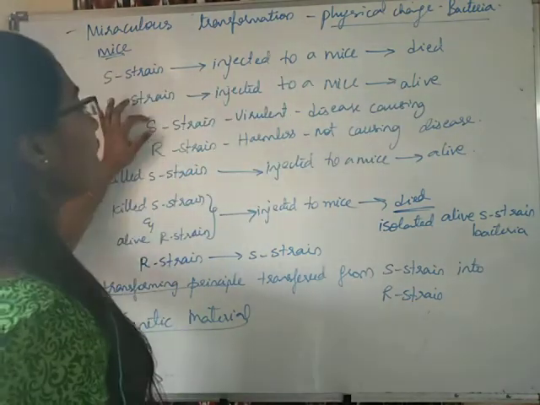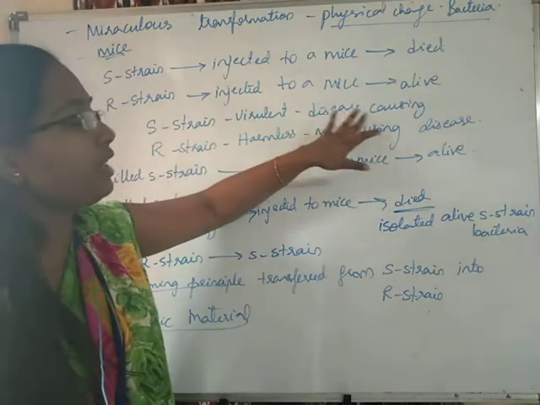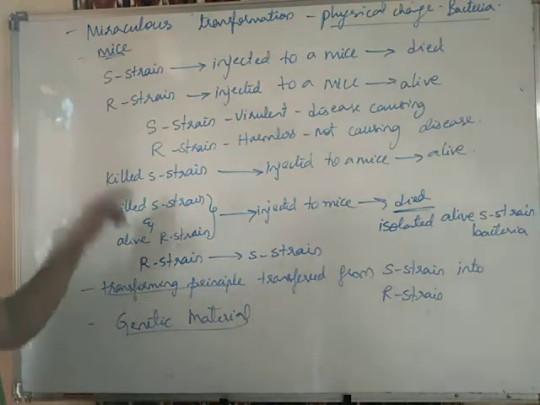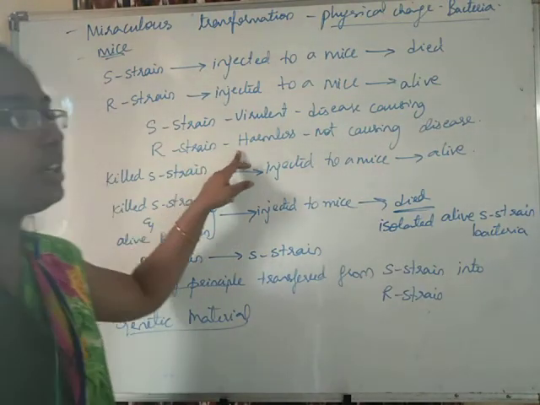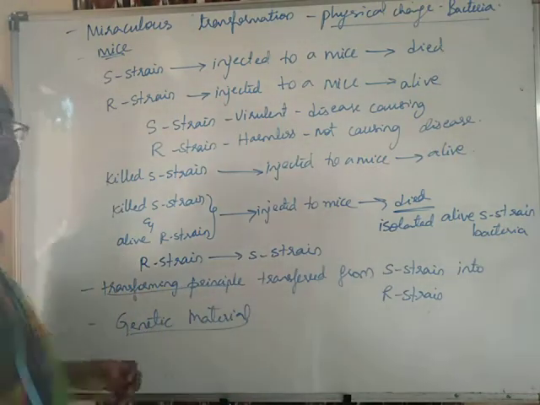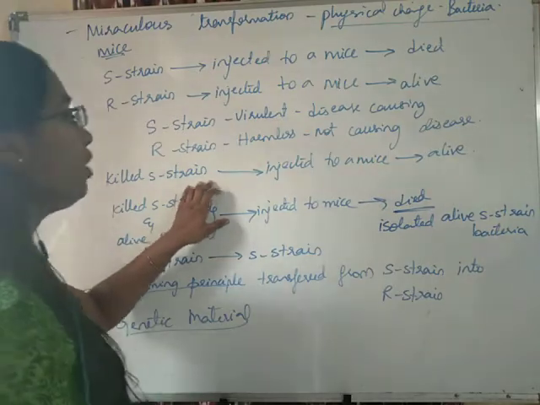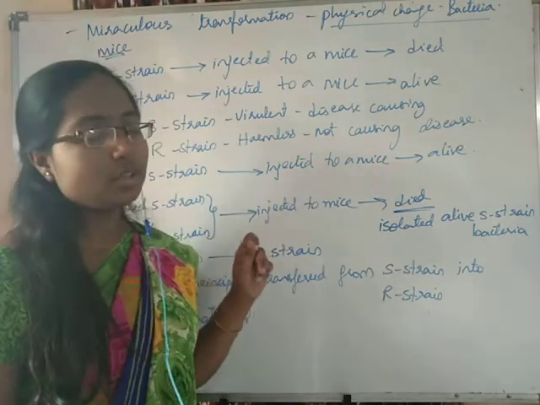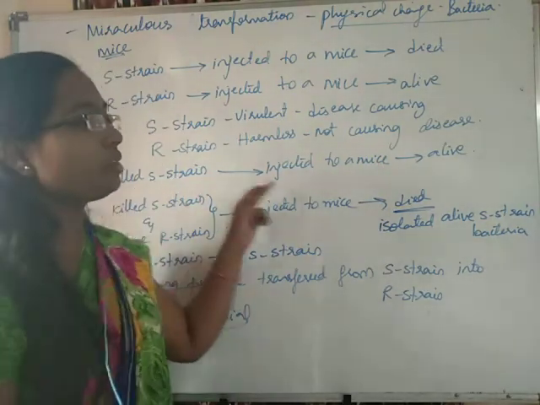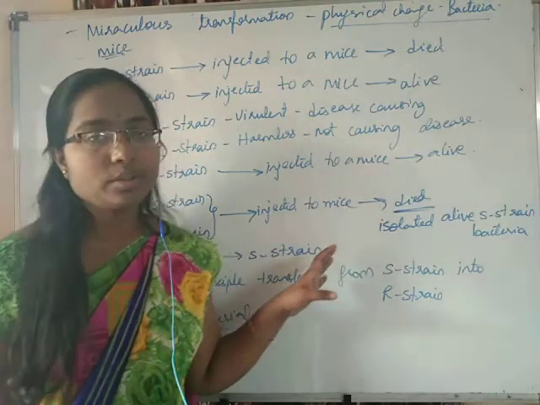Okay. Because from this he understood that S strain is virulent, S strain is disease causing, and R strain is harmless. R strain is not causing any disease. That was observed by him. So, he performed further experiments by injecting killed S strain to the mice. He observed that this mice was alive, absolutely normal.